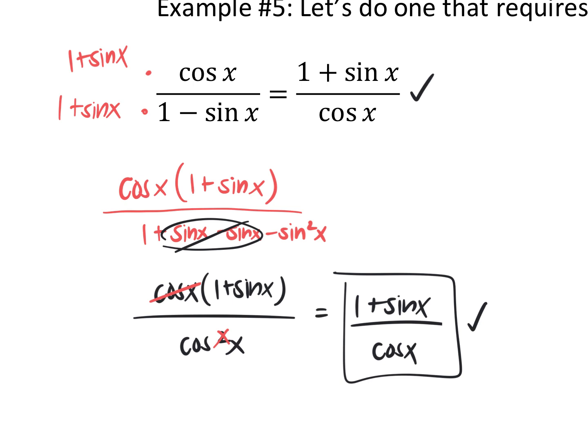Now, if the trig function is not squared, your Pythagorean identities don't work. So 1 plus sine is not going to be anything, okay?